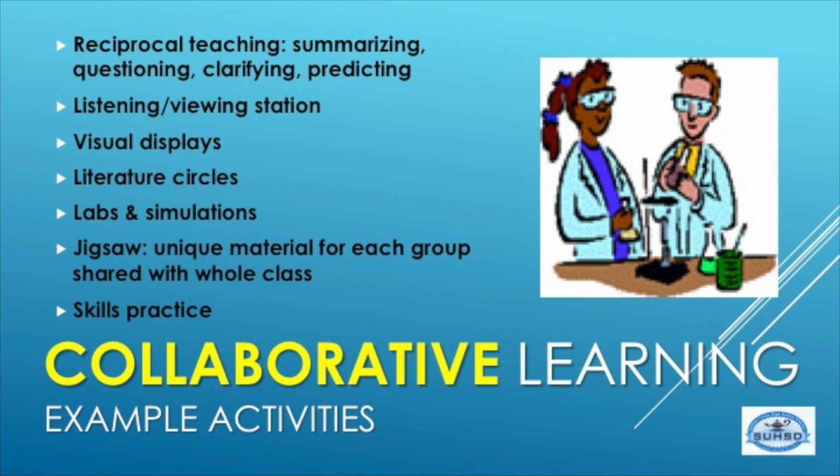Okay, so let's get a couple of examples really quickly. We're going to do reciprocal teaching, summarizing, questioning, clarifying, predicting, listening and viewing stations, visual displays, the posters that Danny was talking about, literature circles are a great way to do collaborative learning, labs and simulations, and the whole jigsaw where each group has responsibility for a certain piece of the pie of content, and then all the pieces get pulled together and each group shares what they've learned with the rest of the class. Also skills practice, which is also a good time to monitor each other's skills. That's a good PE technique, or perhaps in the kinds of classes that are more skills-based.